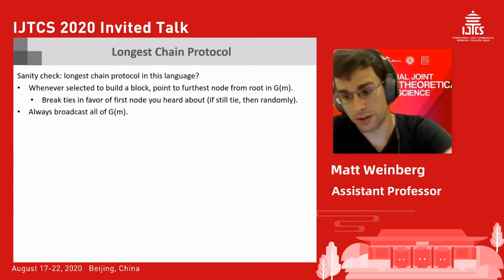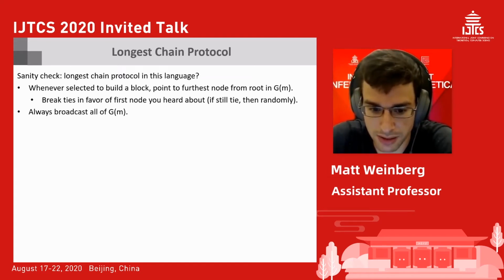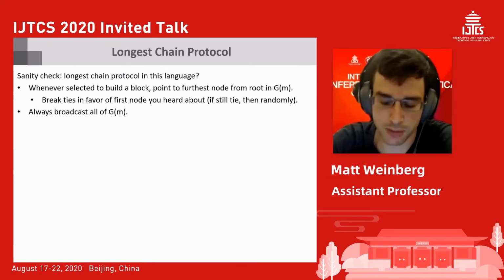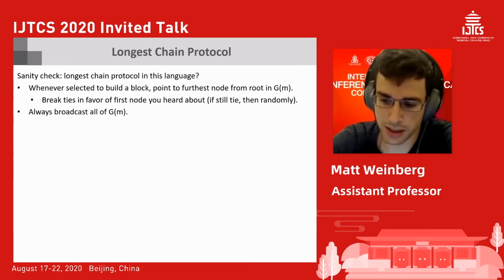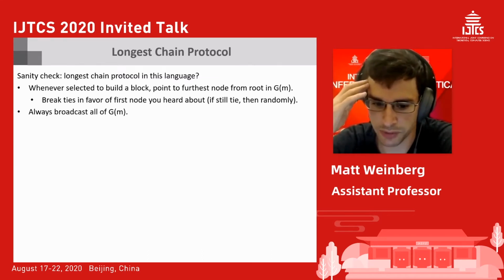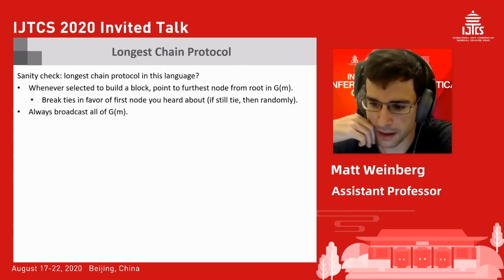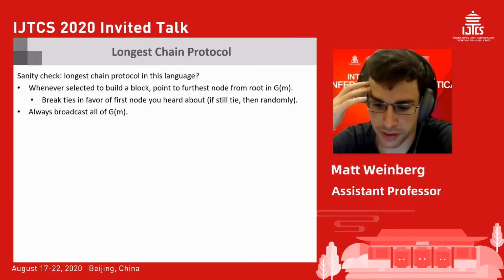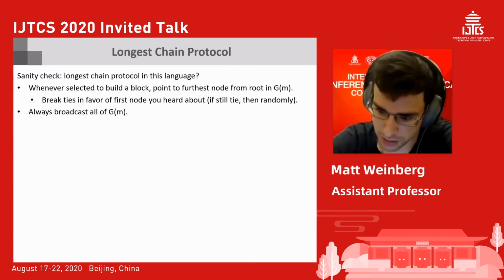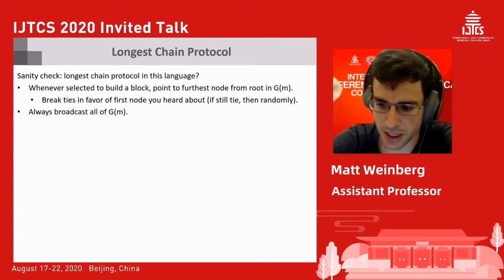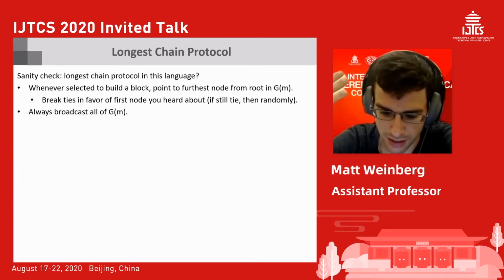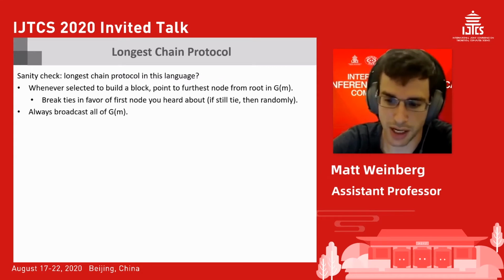Okay, so as a first sanity check to help understand the protocol, let's look through what the Nakamoto consensus or the longest chain protocol is in this language. So what that would suggest is when you are selected to build a block, you should look at the nodes that you've heard about. You should look at whichever one is furthest from the root, and that's where you should point. And if there are any ties, you should break ties in favor of the node that you heard about first. And in this model, it is possible that there are still ties just because the time steps are discrete. So after that, let's just say you tie break randomly. In the second part of the protocol, remember we said the other action you take is you can broadcast, and the longest chain protocol would say you should broadcast always. You should never hide your blocks.